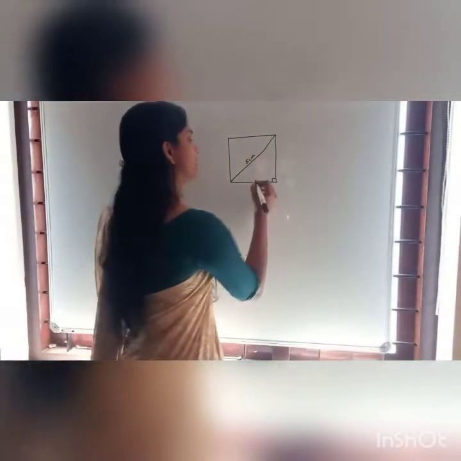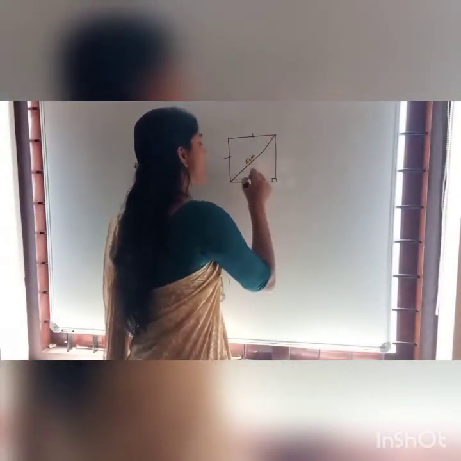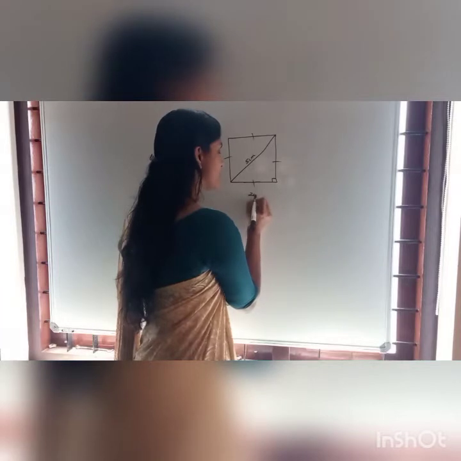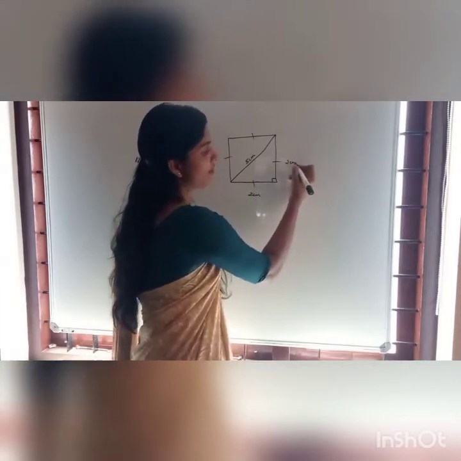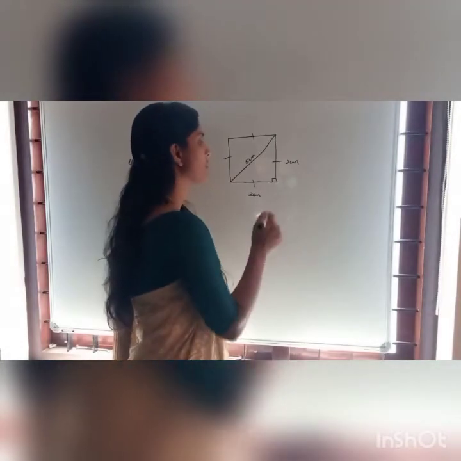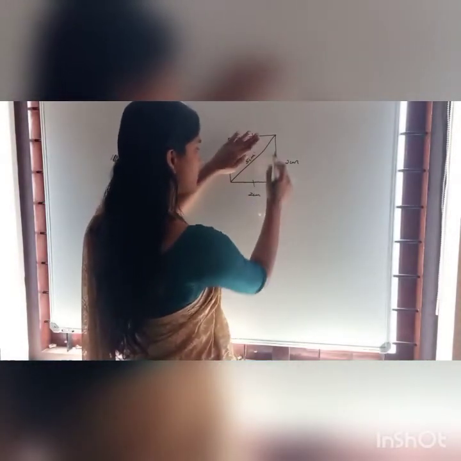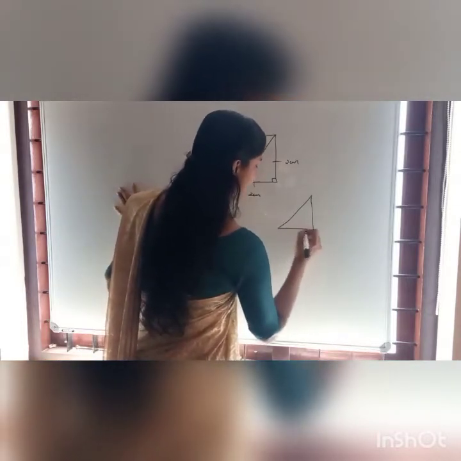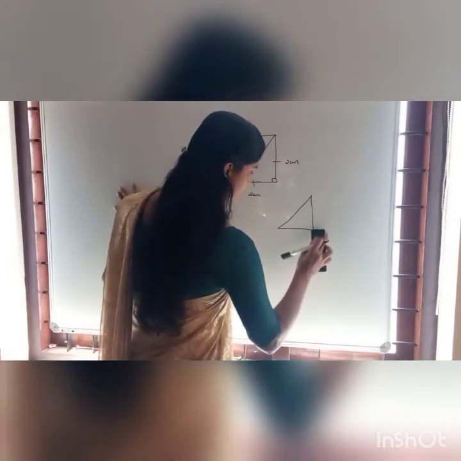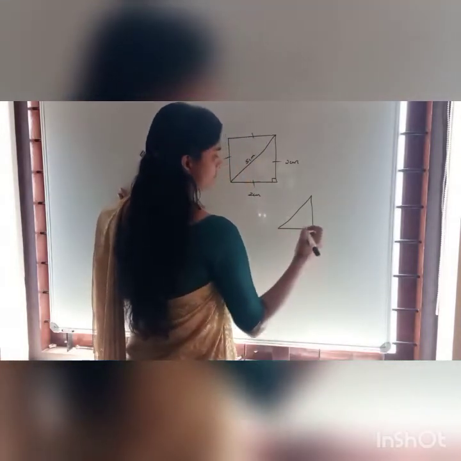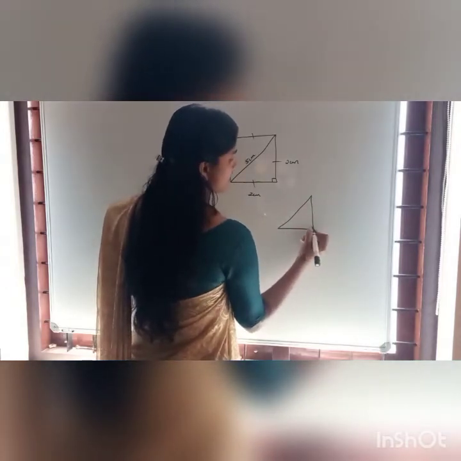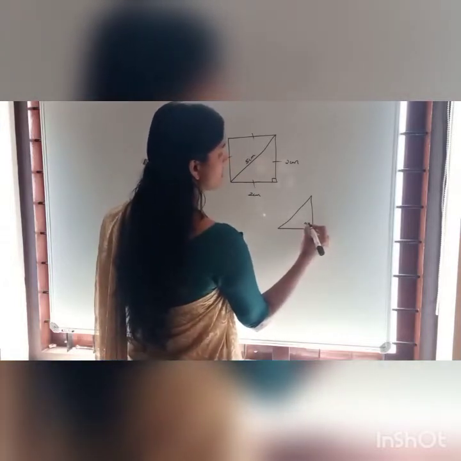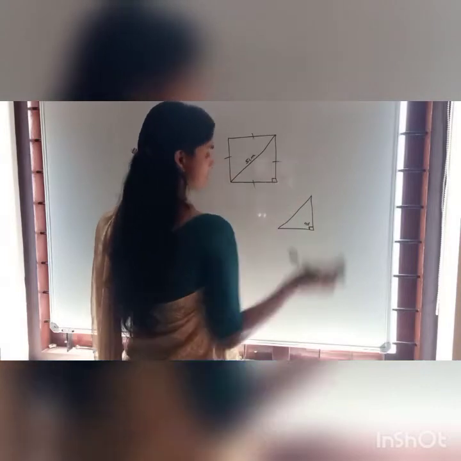Right? Now, all the sides are of equal length. So if this side is of 2 centimeter, this side will be also of 2 centimeter, right? So now, considering just this part, we have a triangle like this, right? Here we have a what measure? Here we have 90 degrees, right?